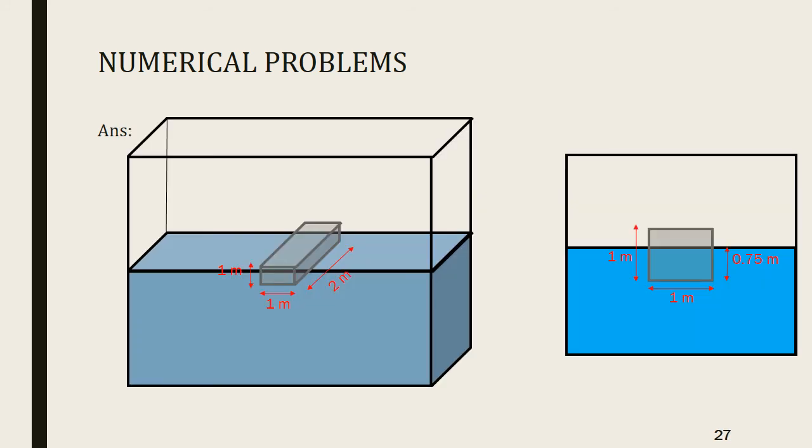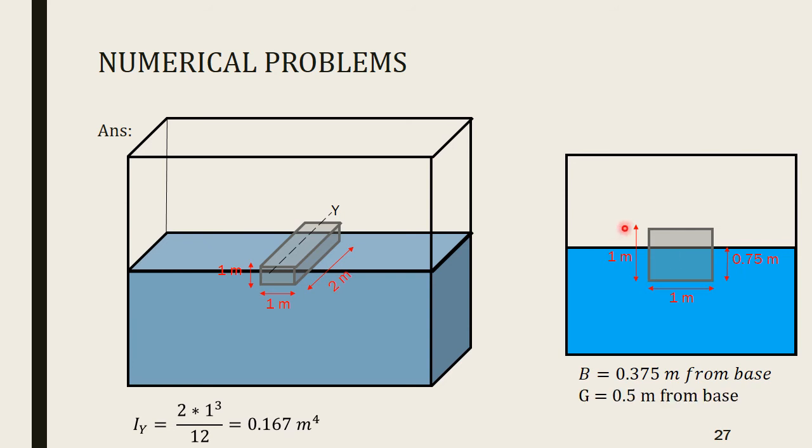So this is the three-dimensional view, 1 meter depth, 1 meter height, and 2 meter length. And this is the cross-sectional view, 1 meter, depth of immersion is 0.75 meter. This is the YY axis. The moment of inertia about the YY axis would be 2 into 1 cube by 12, which is 0.167 meter raised to 4. Center of buoyancy is half of the immersed portion, which is 0.375 meter from the base, and G would be 0.5 meter, that is half of 1 meter, and so BG can be obtained as 0.125 meter, 0.5 minus 0.375.